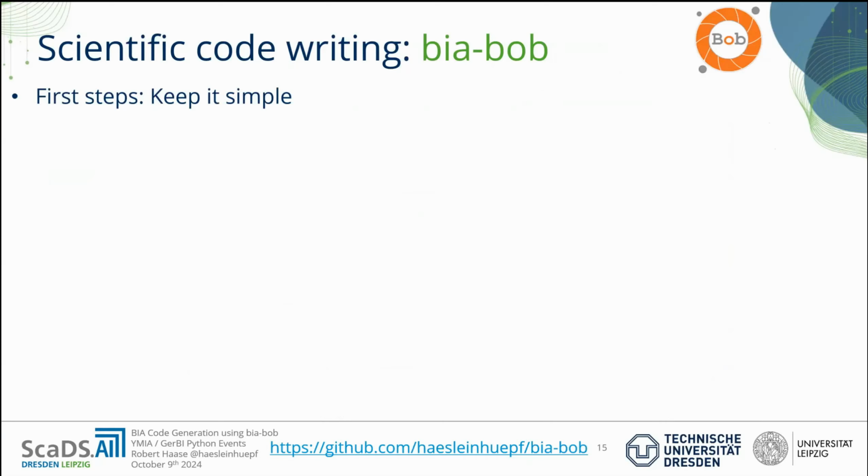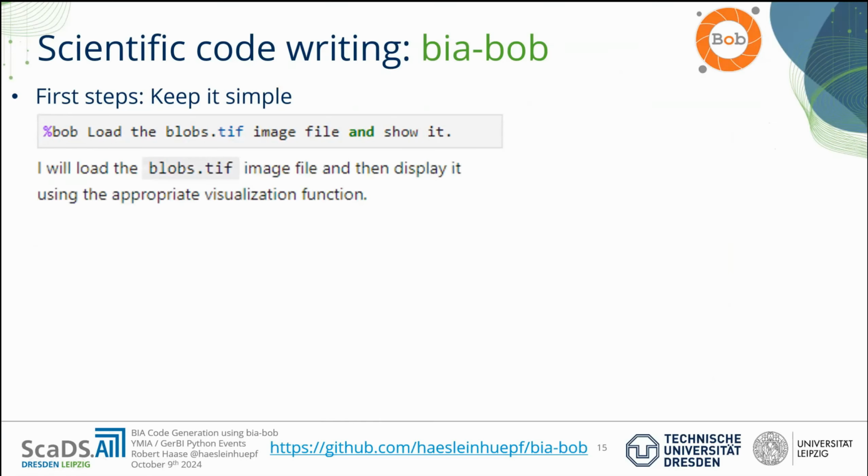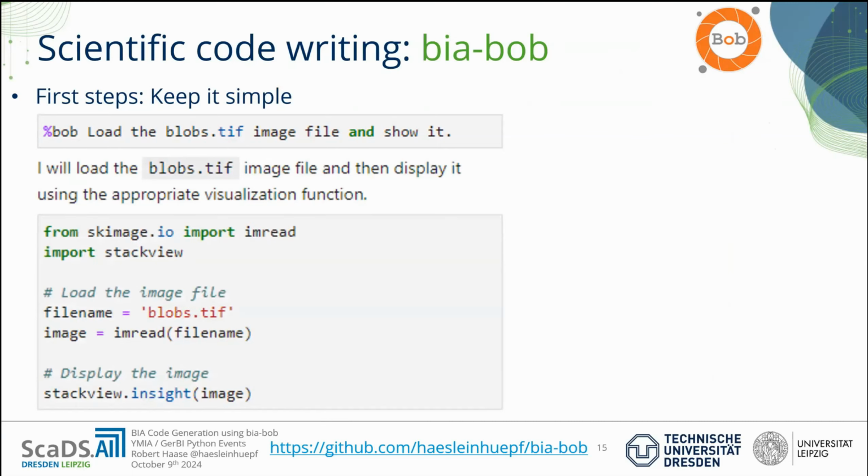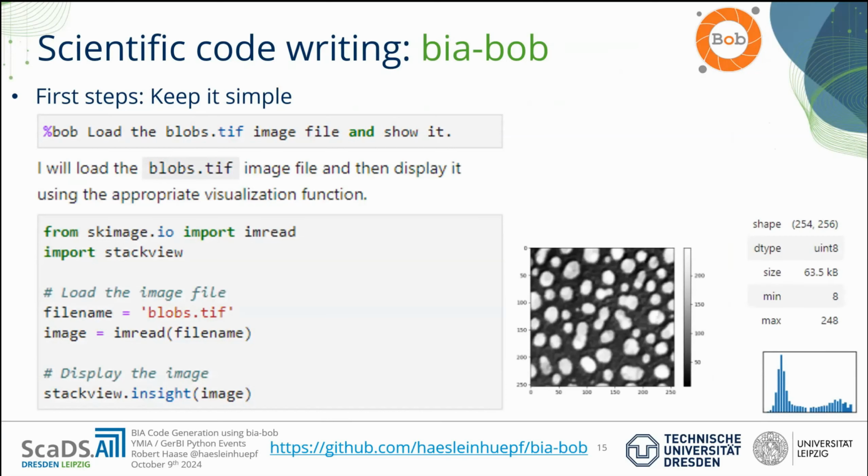Okay, so let's talk about Bia-Bob. So what is Bia-Bob? Bia-Bob is a tool which helps you in a Jupyter notebook to write code by prompting with English language. So you see here, I start with this percentage Bob, and then behind I say something like load the blob's TIFF image file and show it. And then Bob will summarize what it's going to do. I will load the blob's TIFF image file and display it using an appropriate visualization function, and it will generate this code. Then you can execute this code and you may see this image.